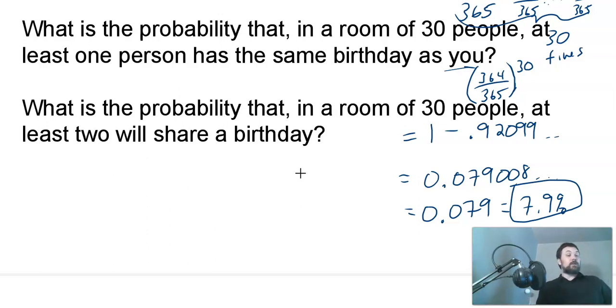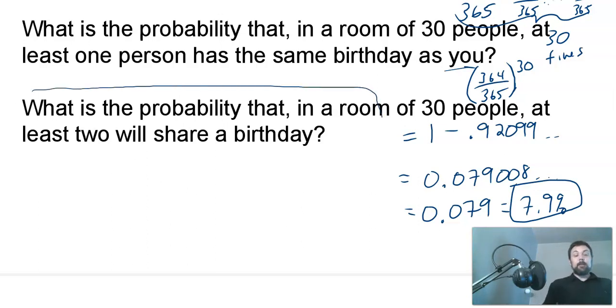Whereas the second question is not picking the day. It's just saying in a room of 30 people, what's the probability that 2 of them would have a birthday in common? But I'm not specifying what day that birthday has to be. And so it's a completely different question. The reason this is called the birthday paradox is because the answer to this second question is surprising. A lot of people are really shocked and almost in disbelief at this probability. So let's go ahead and calculate it.